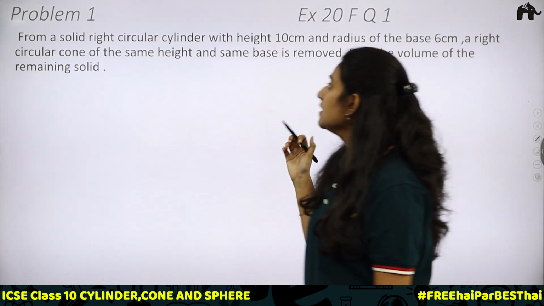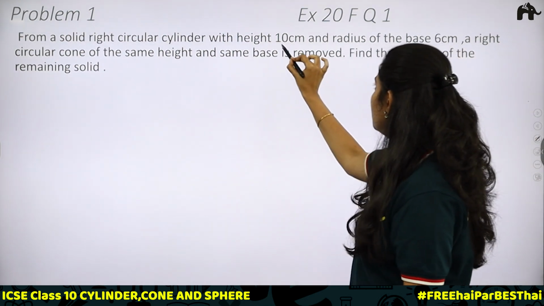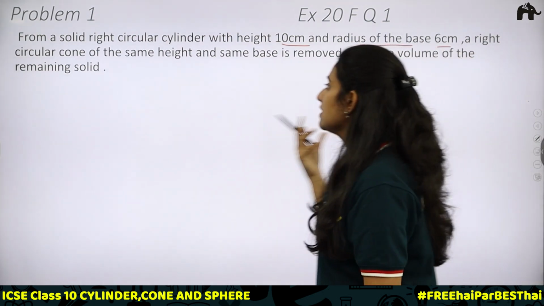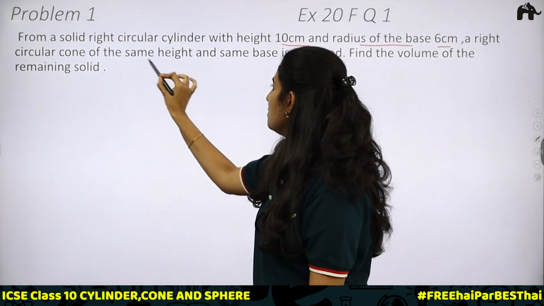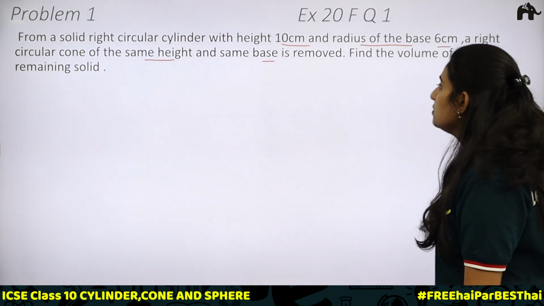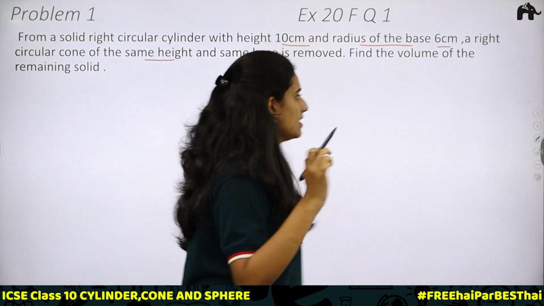From a solid right circular cylinder with height 10 cm and radius of base 6 cm, a right circular cone of the same height and same base is removed. Find the volume of the remaining solid. Let's make a rough figure.